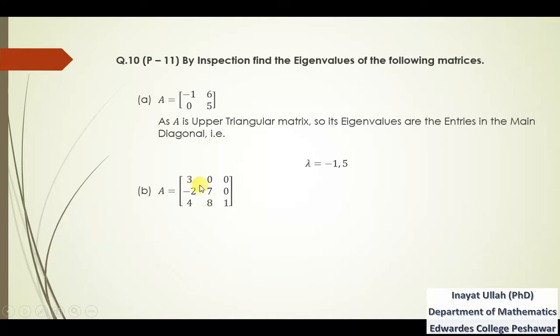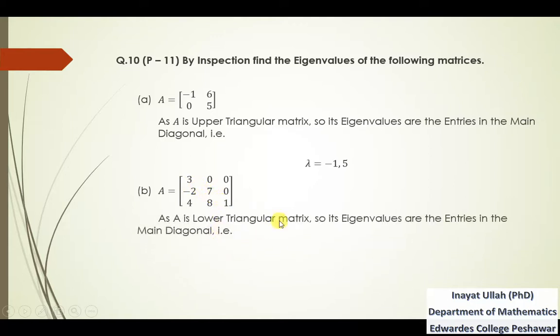So the eigenvalues of this matrix are 3, 7 and 1. That is written here. As it is a lower triangular matrix, its eigenvalues are 3, 7 and 1. So that's how we find the eigenvalues of triangular and diagonal matrices.